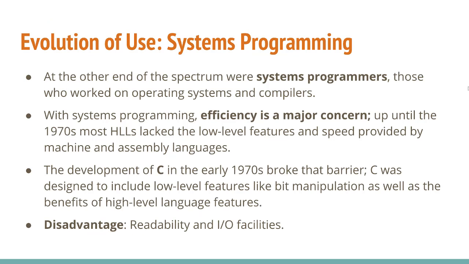So beyond business use, programming languages have evolved in terms of their use in systems programming. These are people who work on operating systems and compilers. Systems programmers are worried more about things like efficiency. Especially with embedded systems, you often don't have a lot of memory, so you have to be very efficient in how you use that memory.